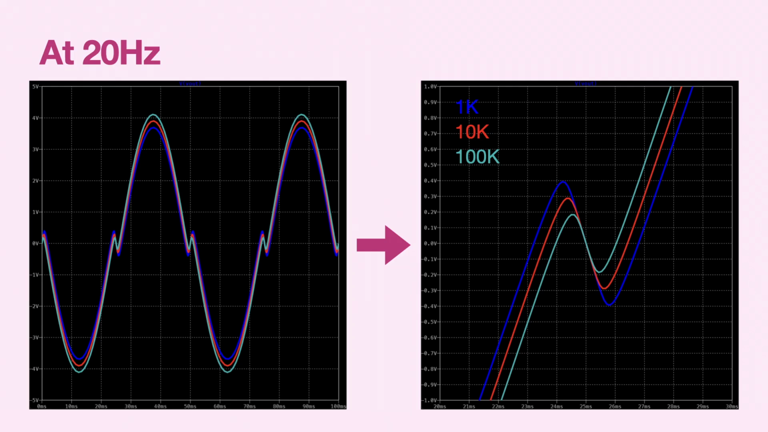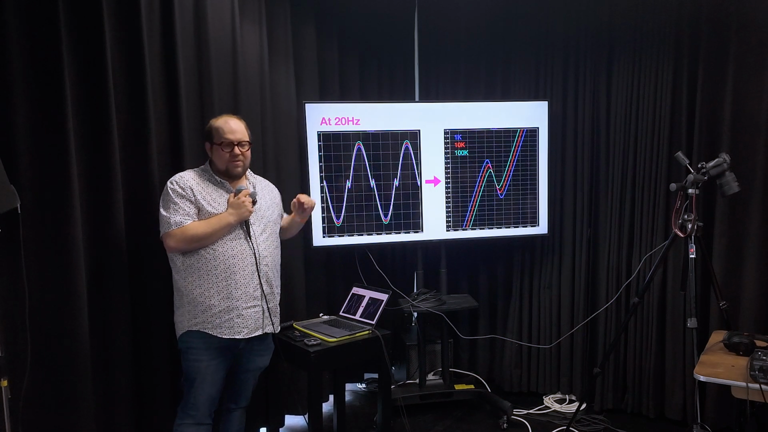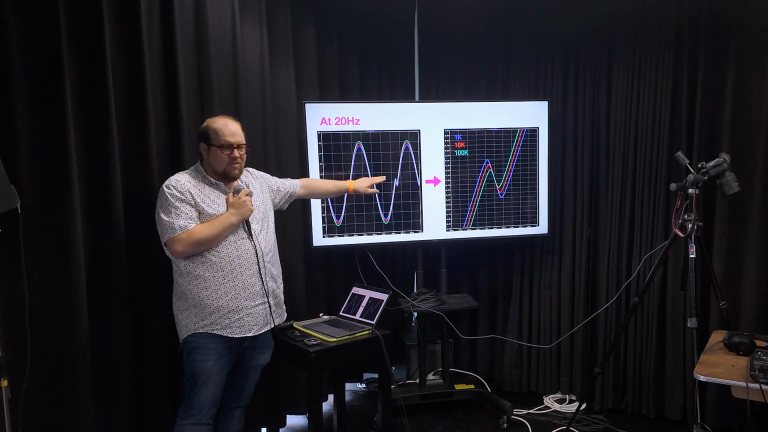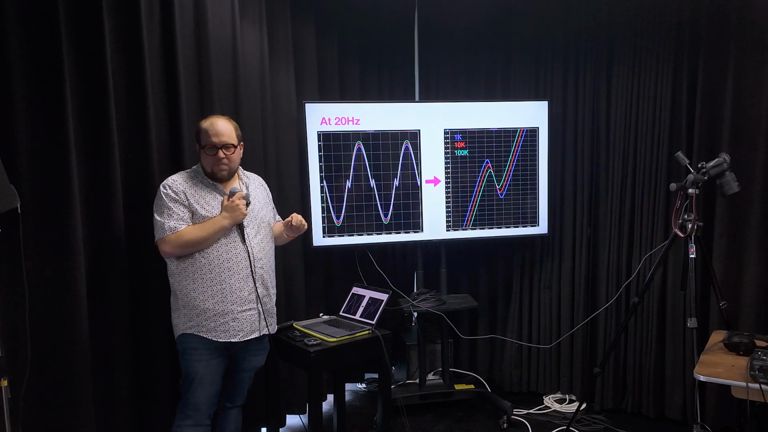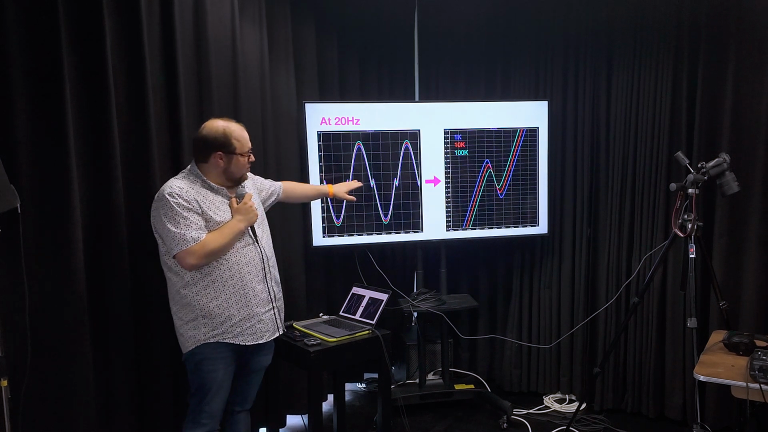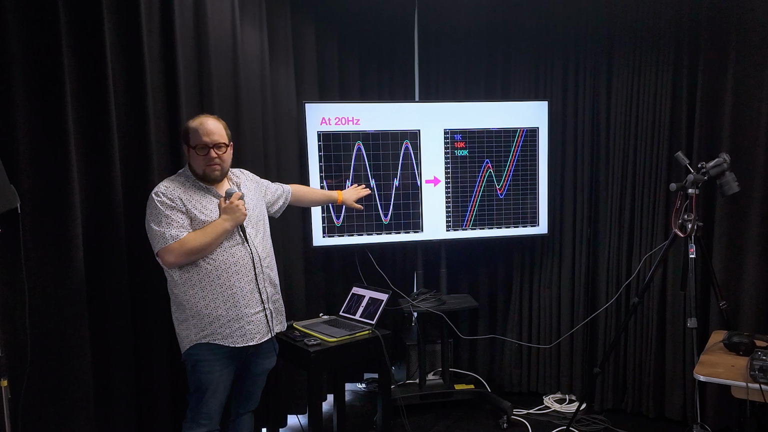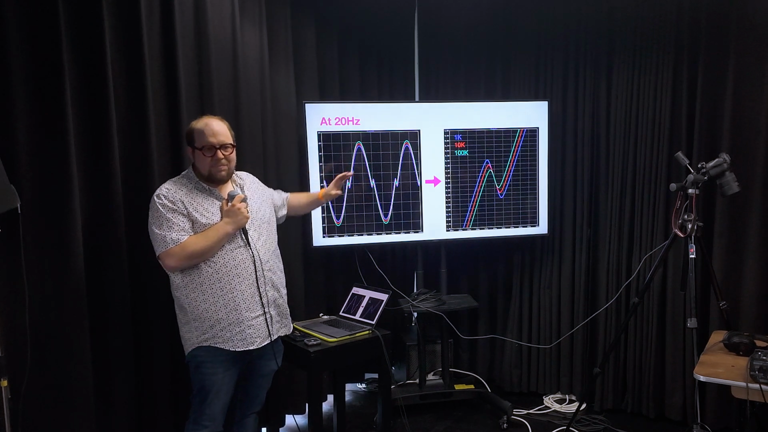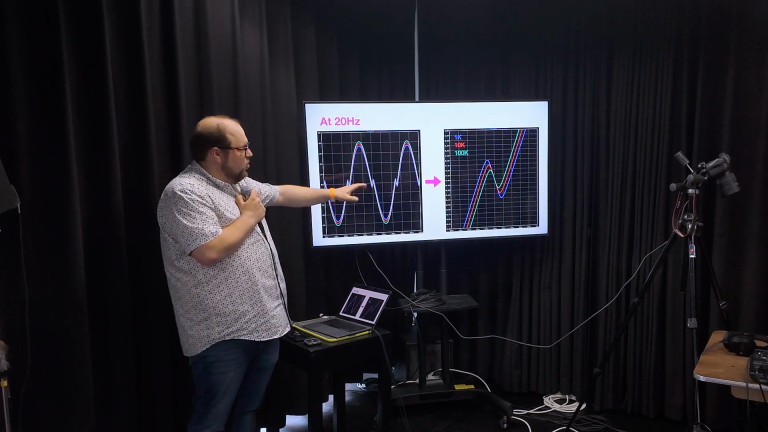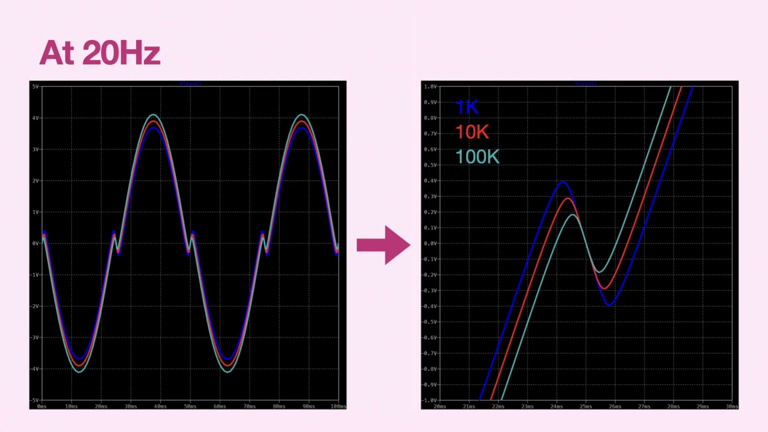So this is a simulation at 20 hertz. LT-Spice sweeps these different values for me, and it plots each response in a different color. And you can see there's minor differences. So there's a bit of differences in amplitude, but there's no deal breakers here. All of these could be acceptable. So we move on.